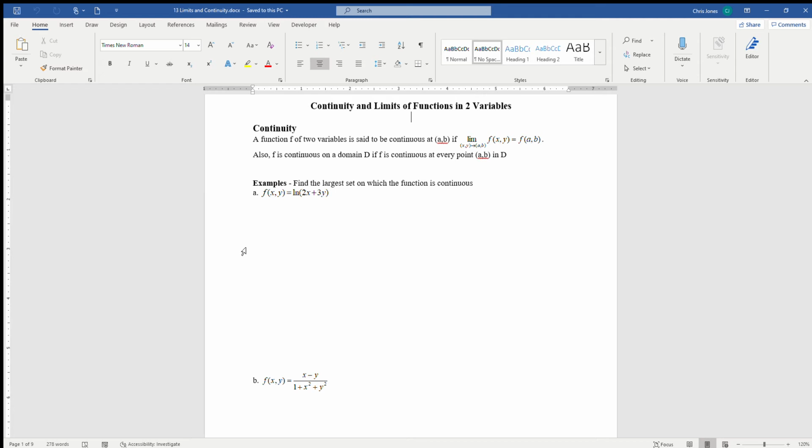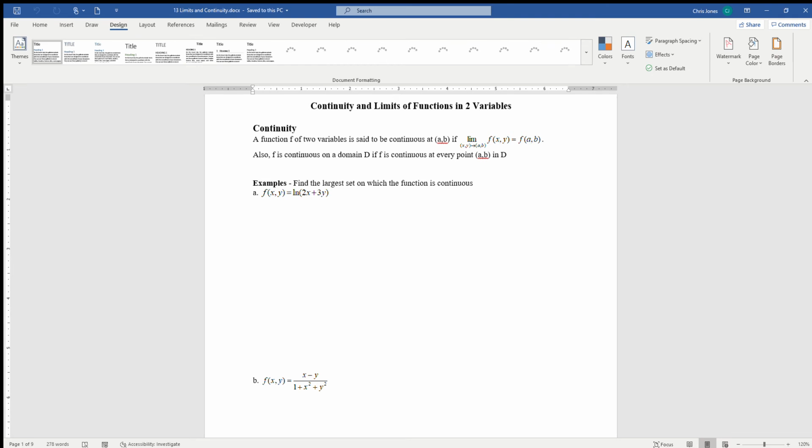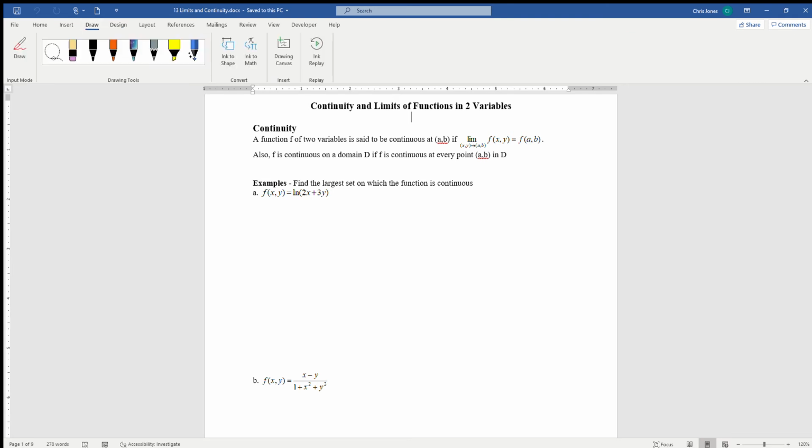And so what we're looking for is all the points (a, b) of a function f for which the function f is continuous. So let's go ahead and find those. In these examples, we're just going to find the largest set for which the function is continuous. Essentially, what we're going to be doing is finding the domain of these functions.